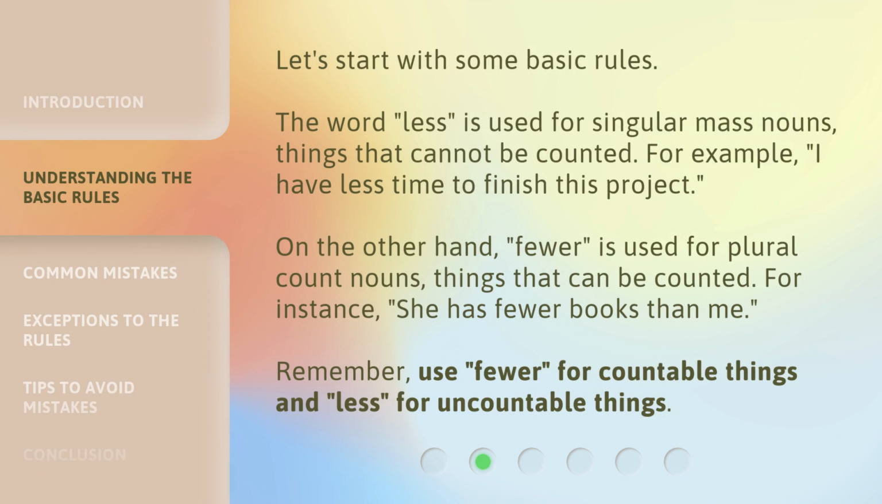Let's start with some basic rules. The word less is used for singular mass nouns, things that cannot be counted. For example, I have less time to finish this project. On the other hand, fewer is used for plural count nouns, things that can be counted. For instance, she has fewer books than me. Remember, use fewer for countable things and less for uncountable things.